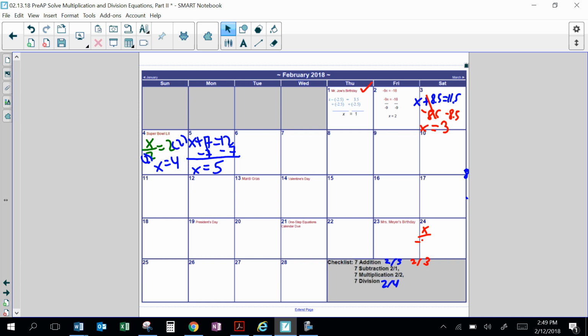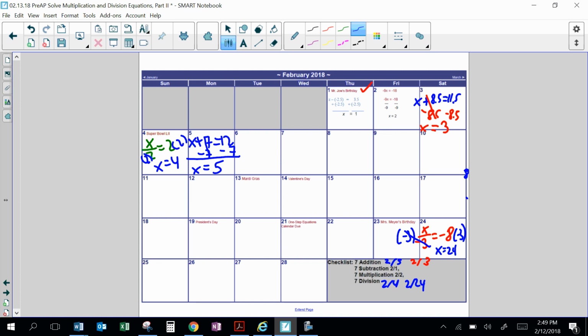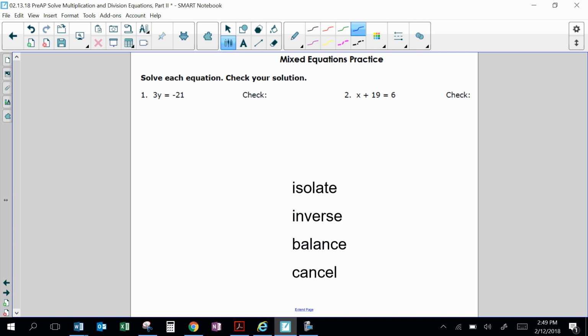x divided by negative 3 equals negative 8. I incorporated a negative. That's challenging. The inverse of dividing by negative 3 is multiplying by negative 3. This cancels. x equals 24. So I just did a division. That goes in the division part. As you can tell, 6 of them are already done for you. You have 22 problems left to do, and it's a quiz grade. This is a minor grade.